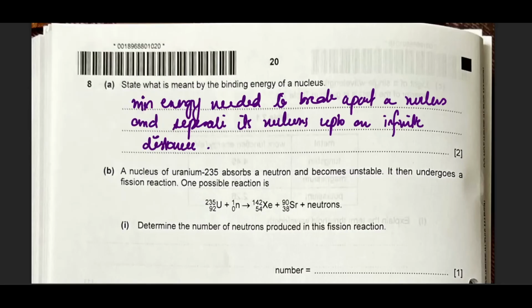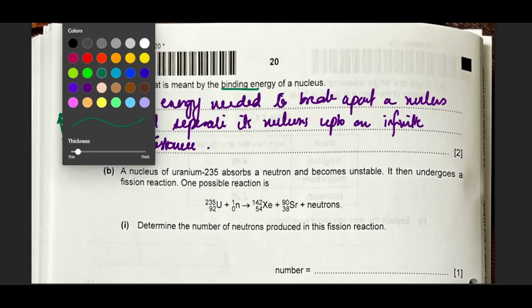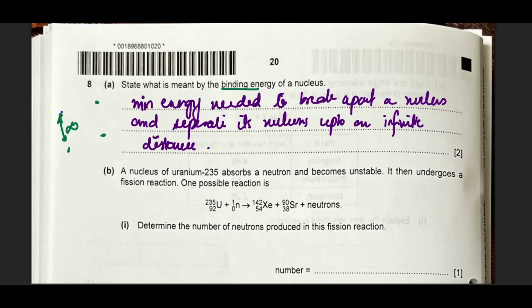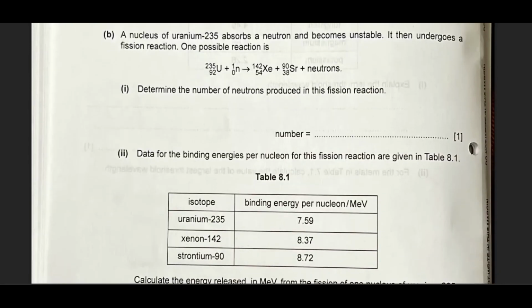again. We are not looking to make a nucleus. We're looking to separate them. We're looking to break them apart. So the distance between them is infinite. It increases so much that there is no chance of them coming close back again and becoming a nucleus again. So we want to eliminate that chance. That's why we say that they are separated up to infinite distance.